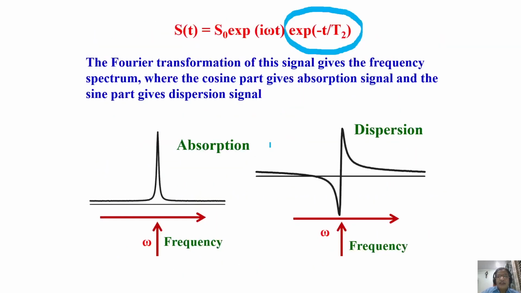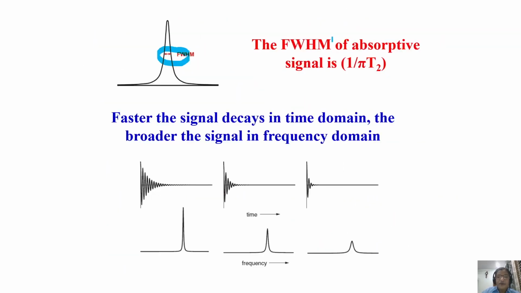So now we are seeing e to the power of minus t by T2. So we can get the inverse of that line width. If I know what this line width is, I know what the decay constant is. This T2 I can get. The full width at half maxima of this absorptive signal is given by 1 over pi T2. So if I know this, I know approximately, or more precisely, what T2 is. What does it mean? I can approximately calculate the spin relaxation time.